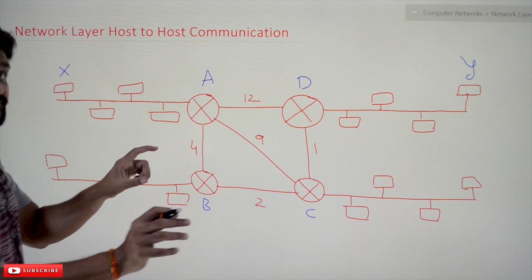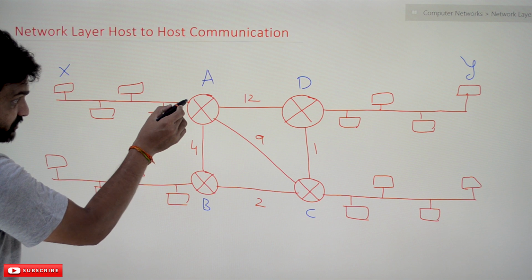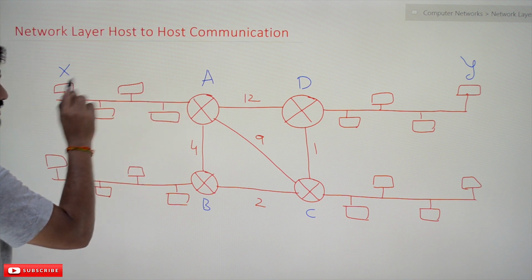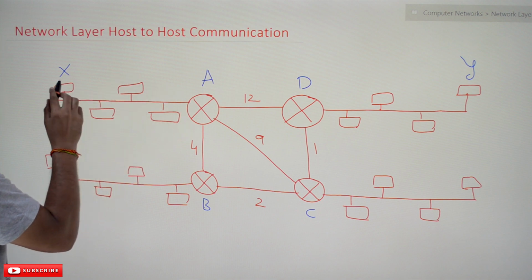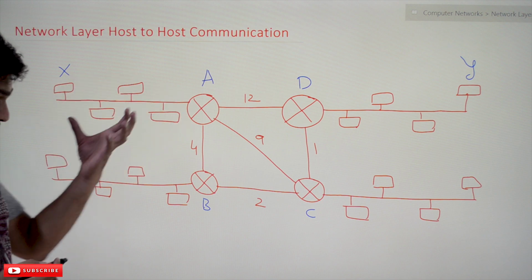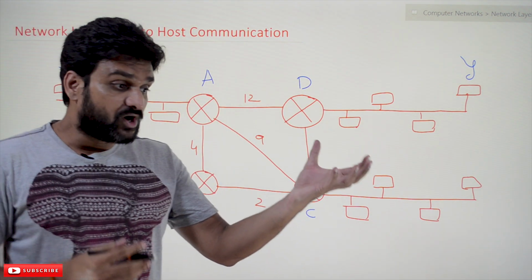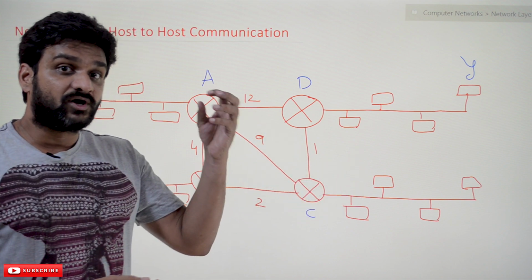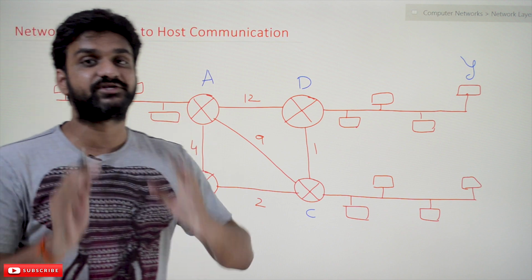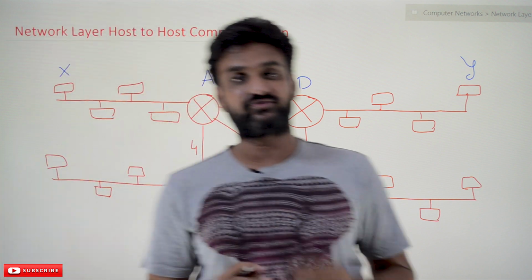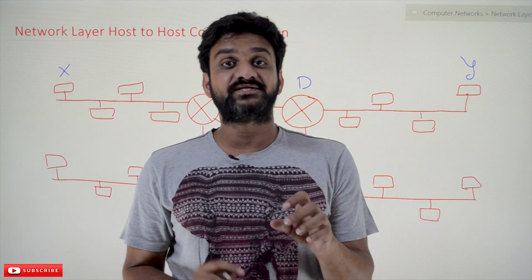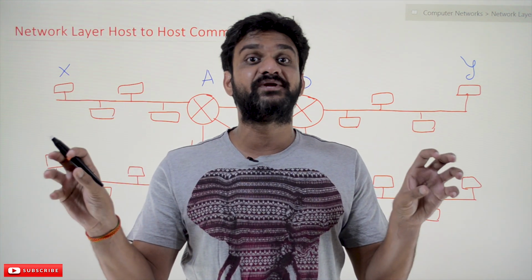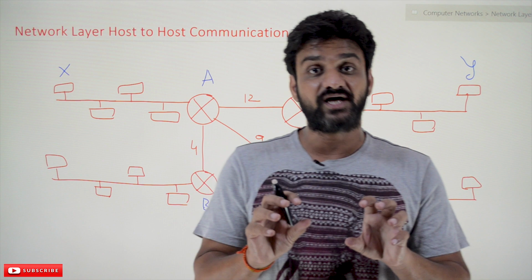That is the reason why the objective of the data link layer is called node-to-node communication. The details in the frame are used to communicate from one node to another node. So what is the difference between host and node? First of all, we have to get that clarity. Host means the two systems which are participating, which want to communicate with each other. They are called hosts.